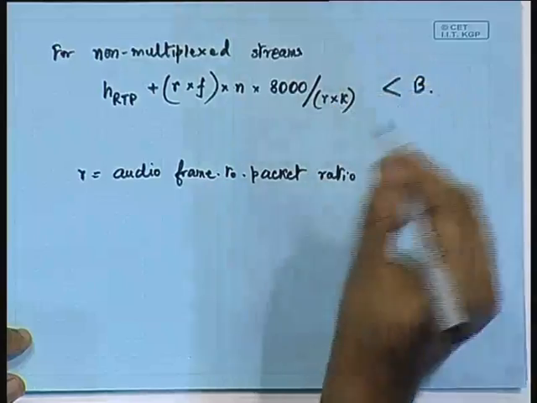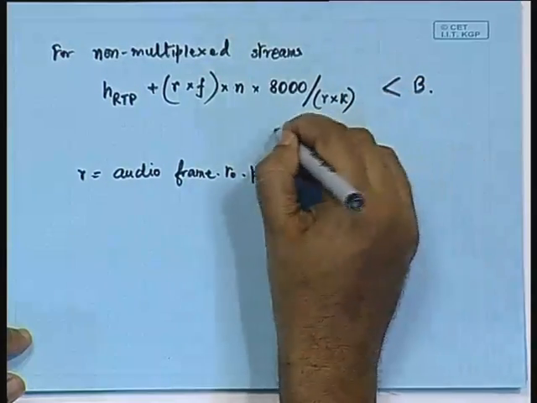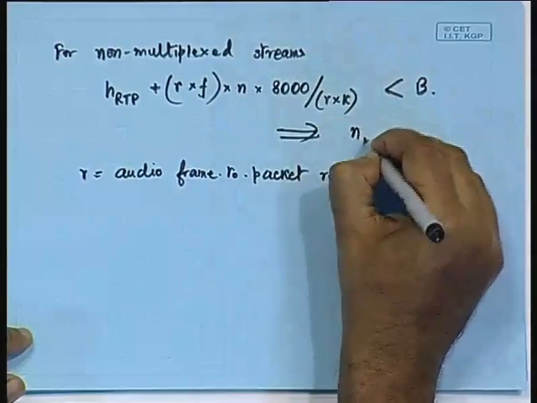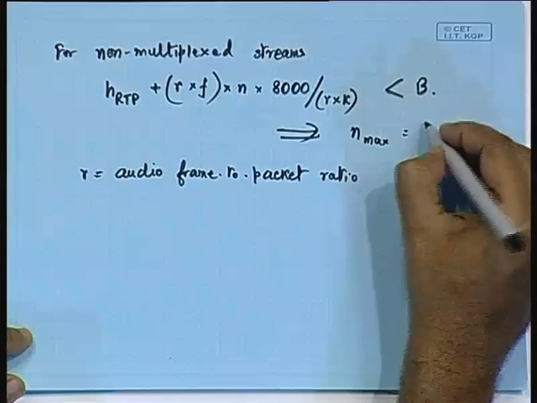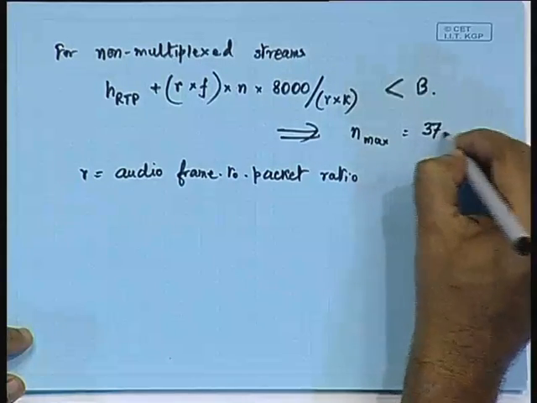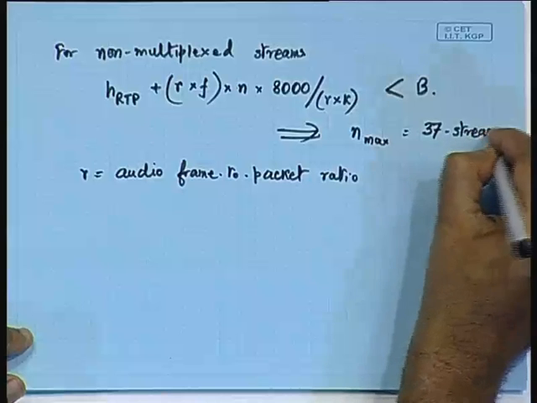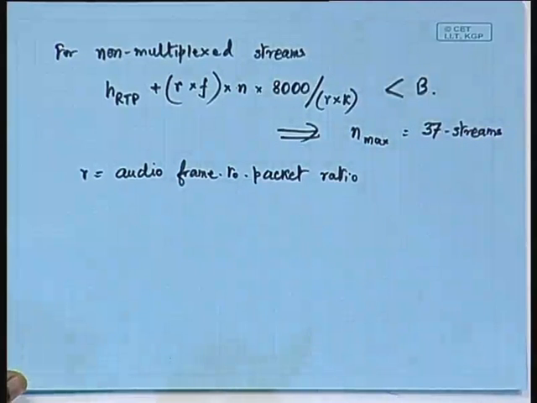and you can see that using this figure we can have N max equal to 37 streams only. So up to 37 streams can be accommodated in the non multiplexed manner, and using the multiplexer scheme 153, which is more than 4 times the streams, can be accommodated using H.323 with the multiplexing scheme.